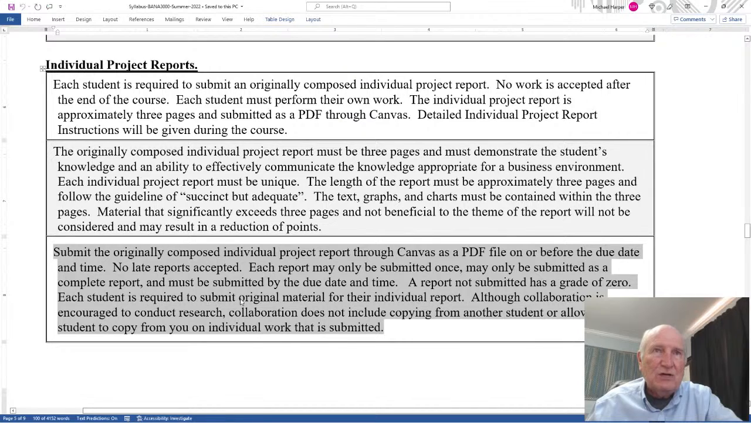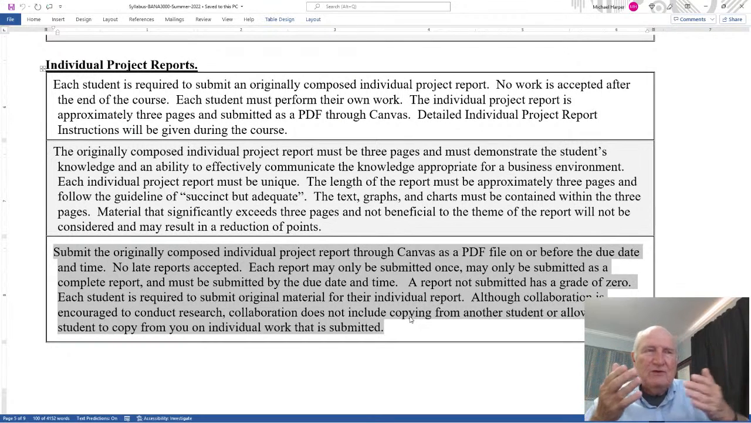Each student is required to submit original material for their individual report. Although collaboration is encouraged to conduct research, collaboration does not include copying from another student or allowing a student to copy from you on individual work that is submitted. In other words, if I see 2 reports coming in and the writing is the same, both get a 0. Even if person A says, well, person B copied from me. Well, how do they know what you did unless you gave it to them? That's dishonesty.